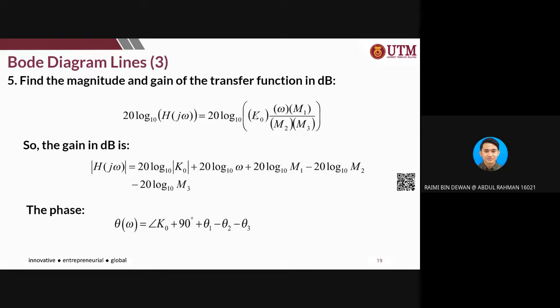So this is 20 log of all the terms here. If it's multiplied, it will become plus. If it's division, it will be minus. So that's why you have minus here. This is the gain in dB. And then how do you calculate the phase? The phase is the angle here, plus 90 degrees, which is coming from here, and then plus theta 1, and then minus theta 2 and theta 3.